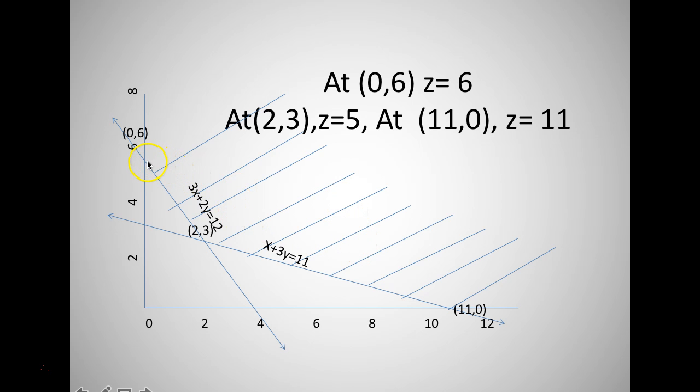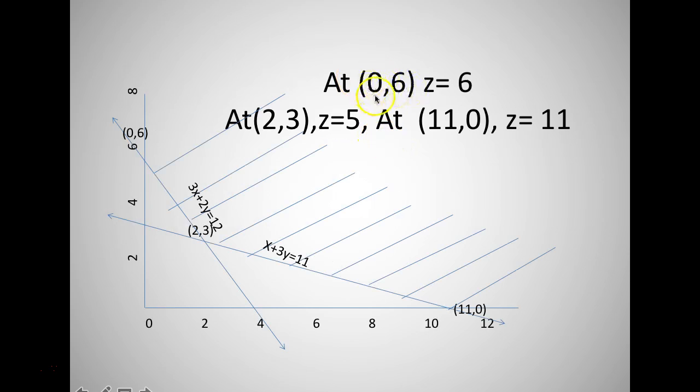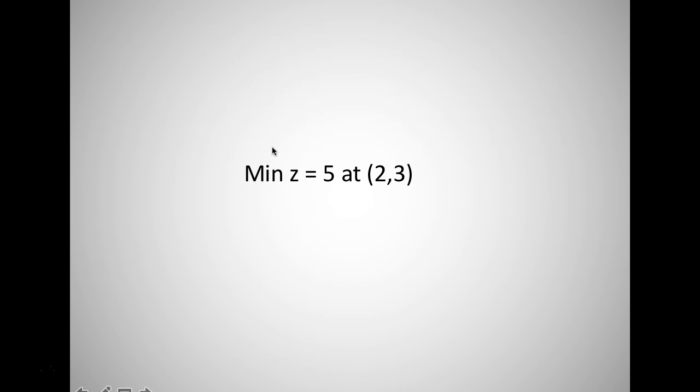So you can see the corner points are (0, 6), (2, 3) and (11, 0), and your optimal function is z equal to x plus y. So at (0, 6), z will be 0 plus 6, which is 6. At (2, 3), z would be 5. At (11, 0), z would be 11. And we need to minimize z. So minimum z will be equal to 5 at (2, 3).